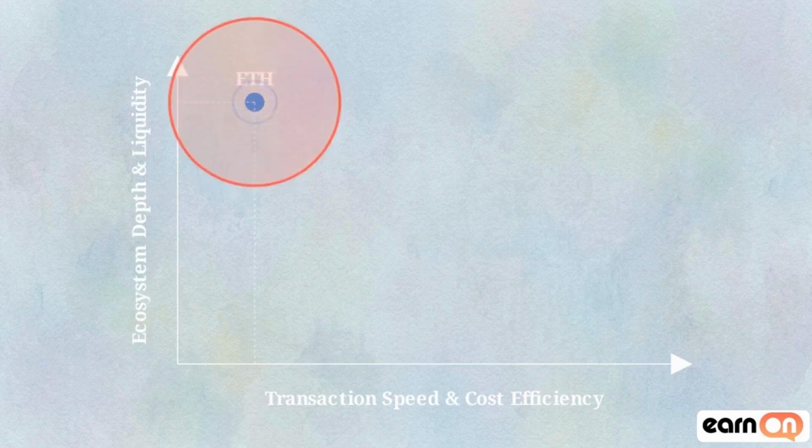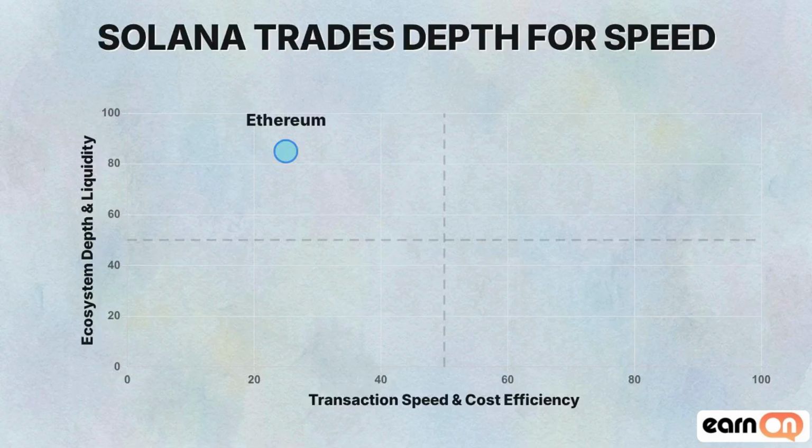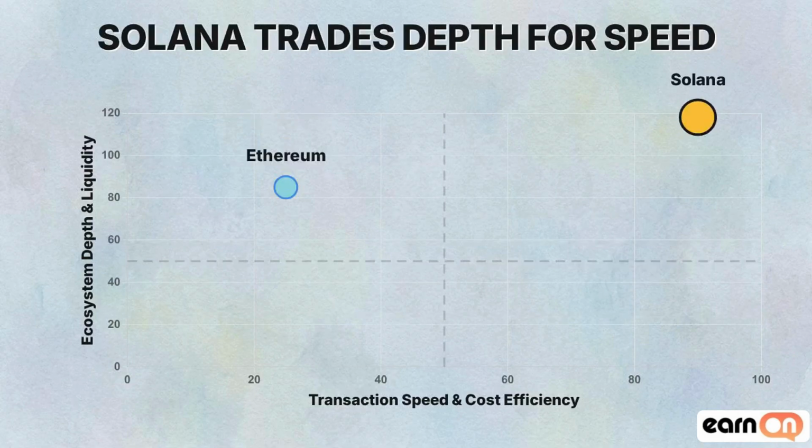But those benefits come with a massive drawback. Ethereum's high network fees create extreme friction for small interactions. If a fan wants to send a $2 livestream tip, paying a $10 network fee makes absolutely no economic sense. Ethereum is mandatory for high-ticket creator assets, but it will be fatal for platforms that rely on high-frequency, low-cost community engagement. Looking back at the chart, Solana is the exact opposite.